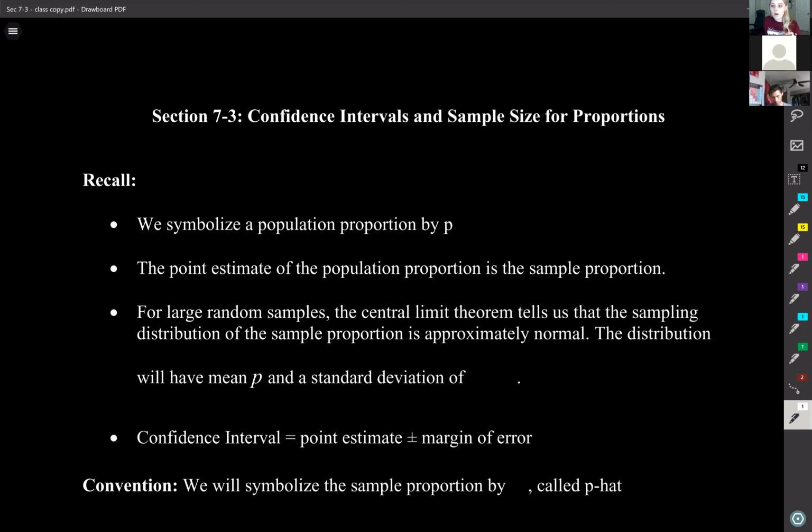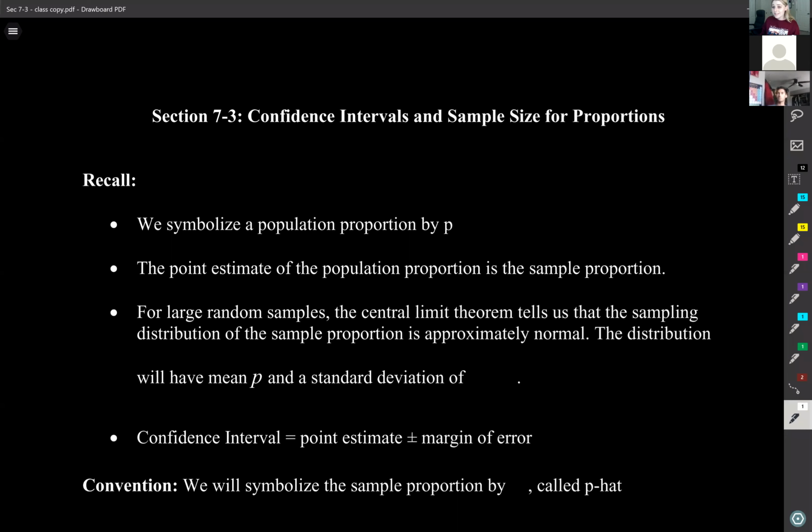7.3 is just on confidence intervals and sample sizes. This is the same stuff we've done the past 2 sections, but for proportions, which is aimed at those people that are doing their research questions with proportions. We've been talking a lot about means, but now we're actually going to do some stuff with proportions. So if you chose to do your research question with proportions, this is for you.